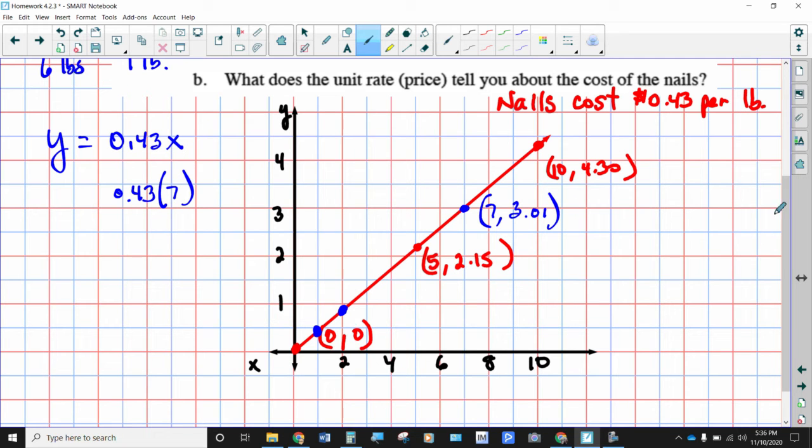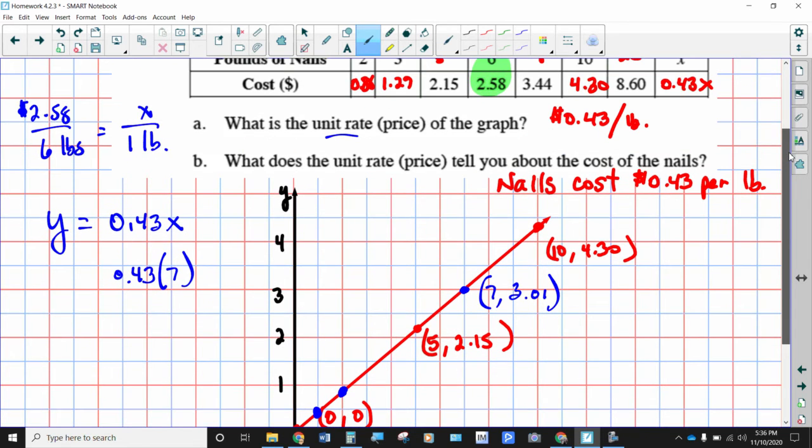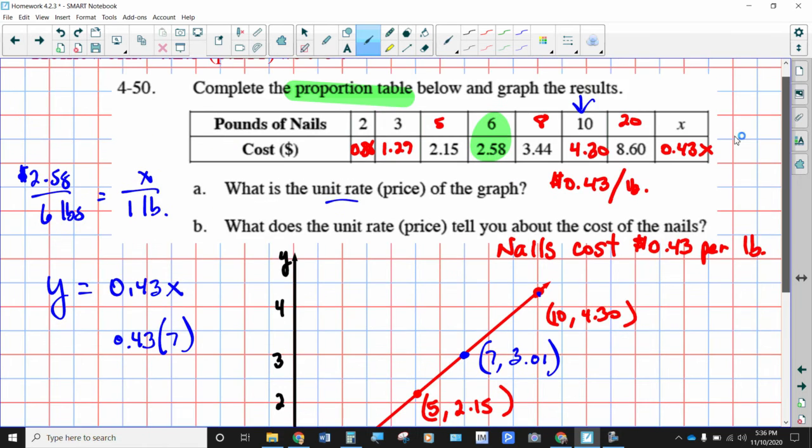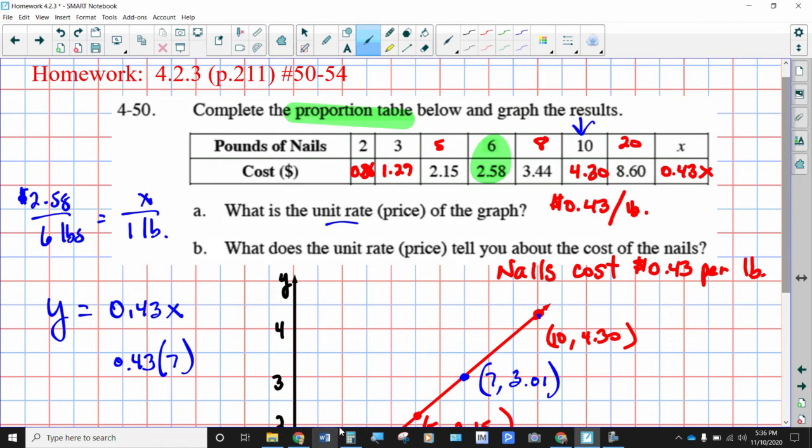Okay, so like I said in class, and like I said in my video, if you graph the points that are farthest away from each other in your table, then everything else should fall right onto the line, and it's just a matter of plotting it and labeling it.